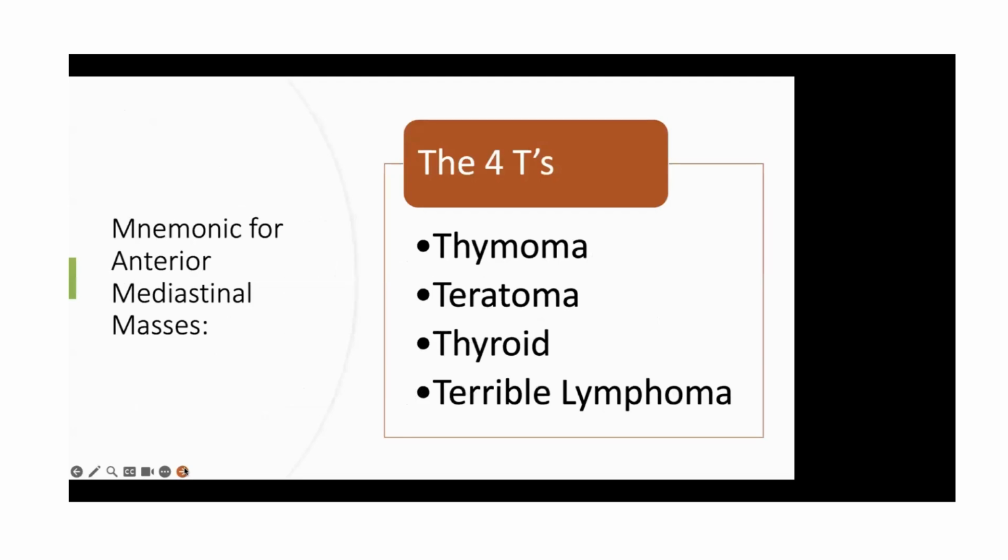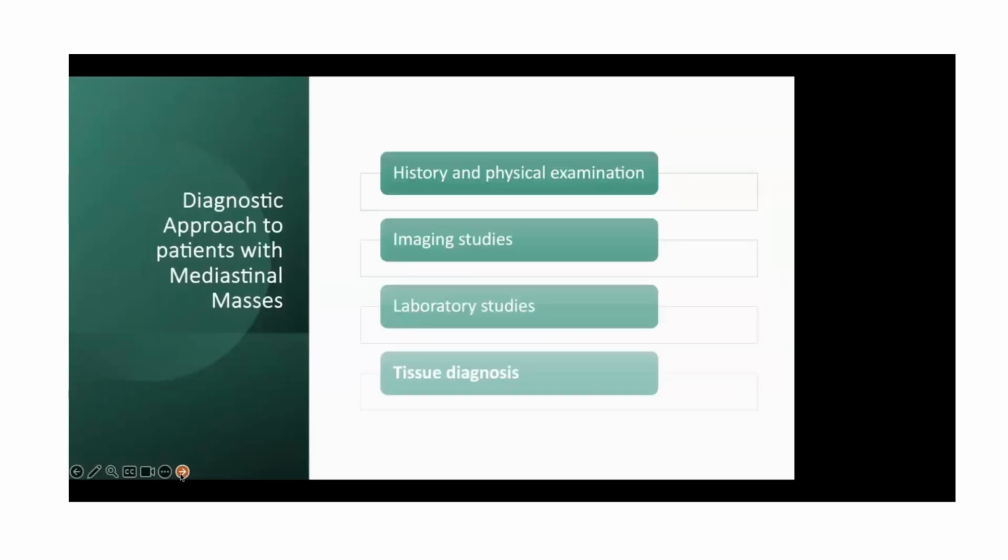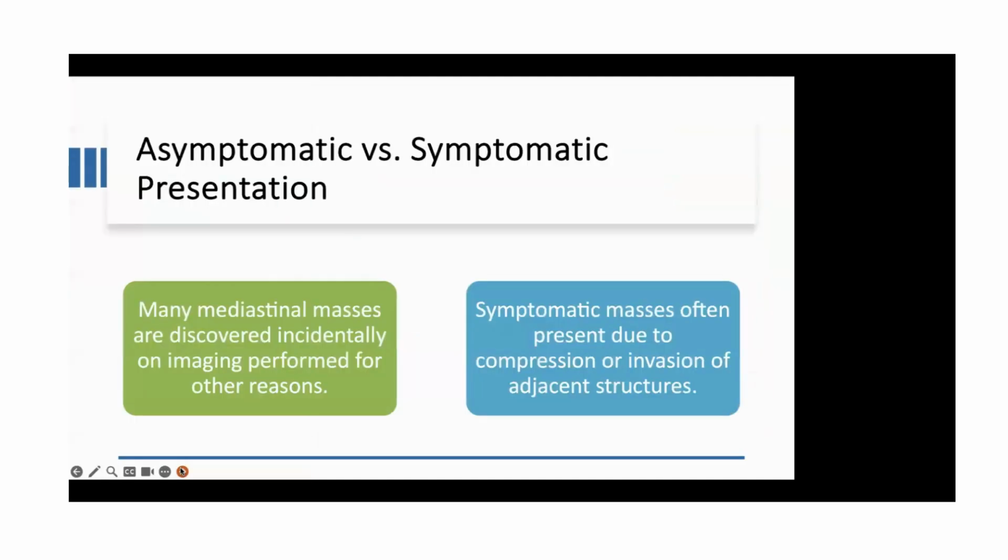Another mnemonic, for anterior mediastinal masses, is the 4 T's. So we have thymoma, teratoma, thyroid tumor, and terrible lymphoma. Let's call it like this. So we understood what is located where and what we should expect, but how do we approach patients with a mediastinal mass? As in every situation in children and adults, we always start with history and physical examination. Then we have imaging studies, lab studies, and tissue diagnosis.